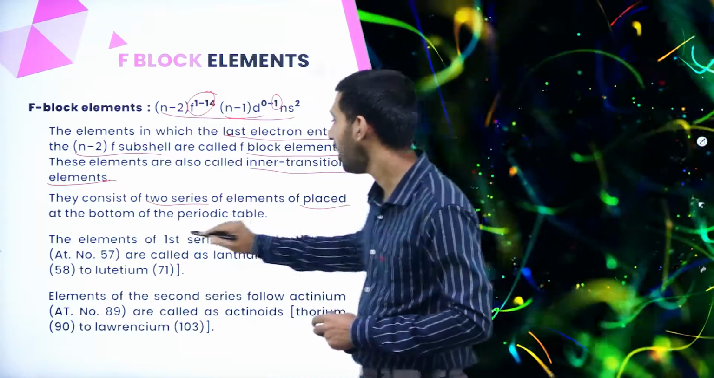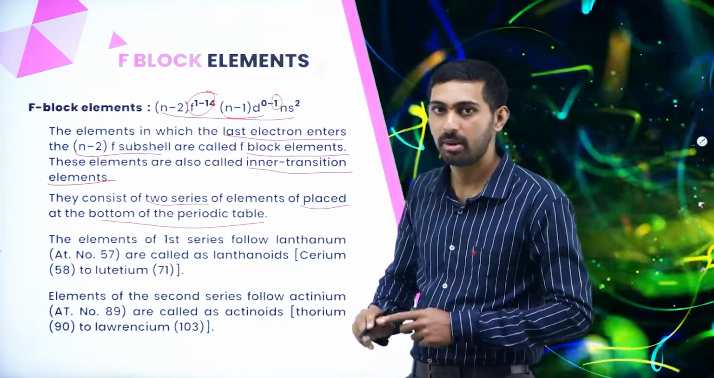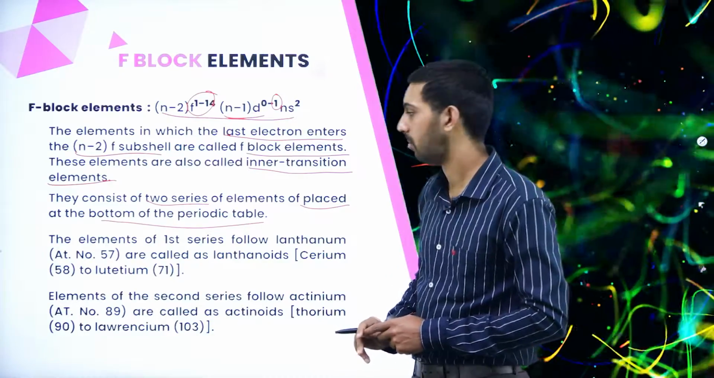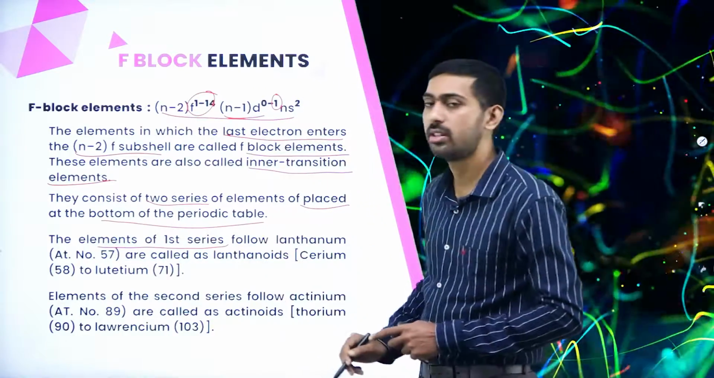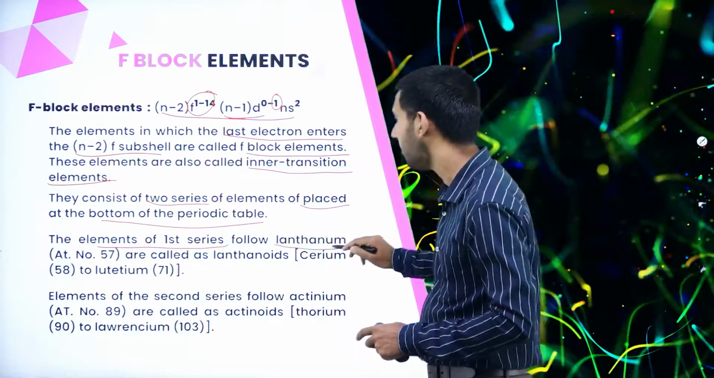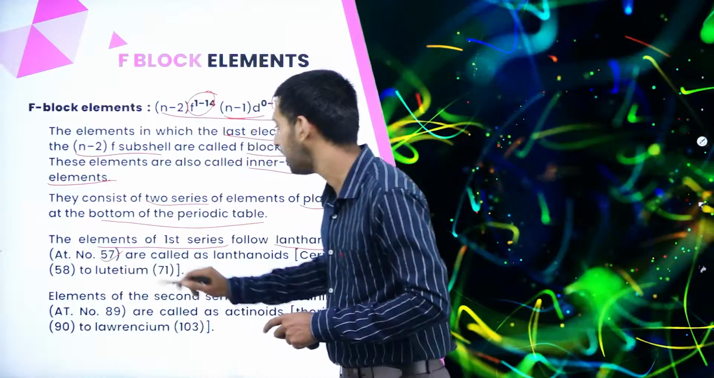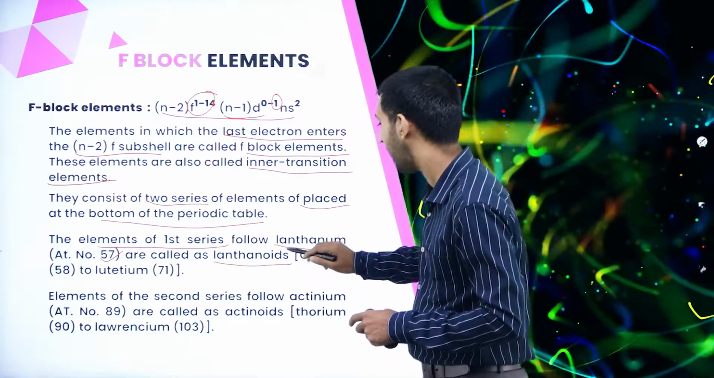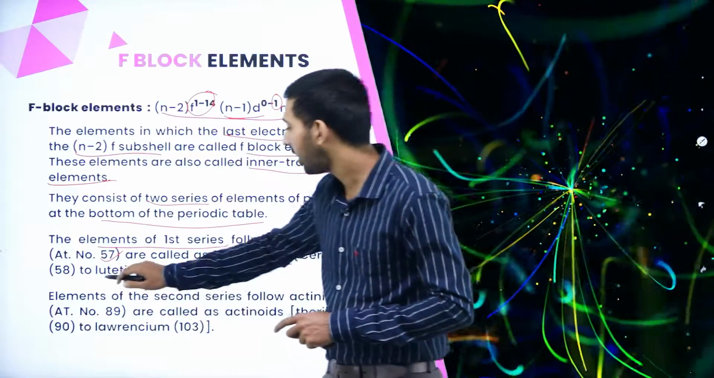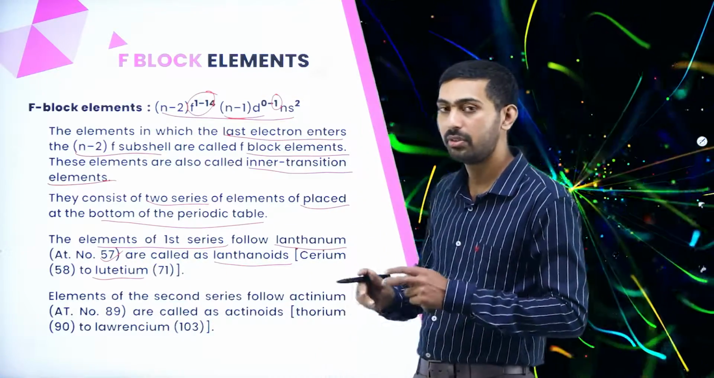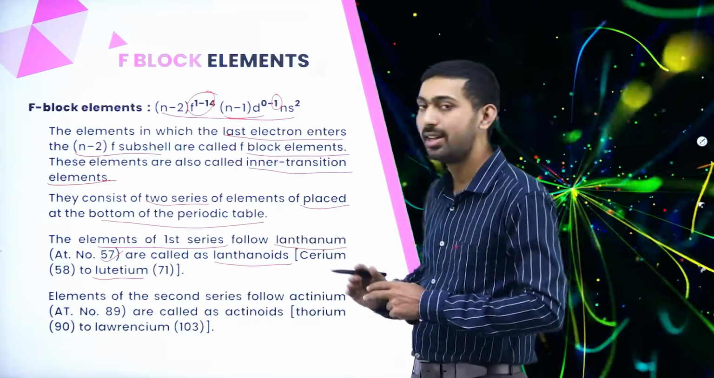They are placed at the bottom of the periodic table. The elements of the first series follow lanthanum. Its atomic number starts from 57, and they are also called lanthanides. Lanthanides, cerium to lutetium, from 58 to 71, are also called lanthanides.